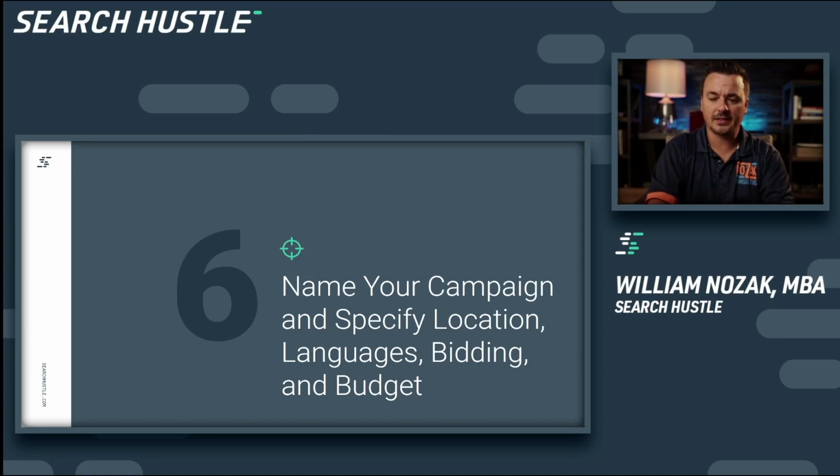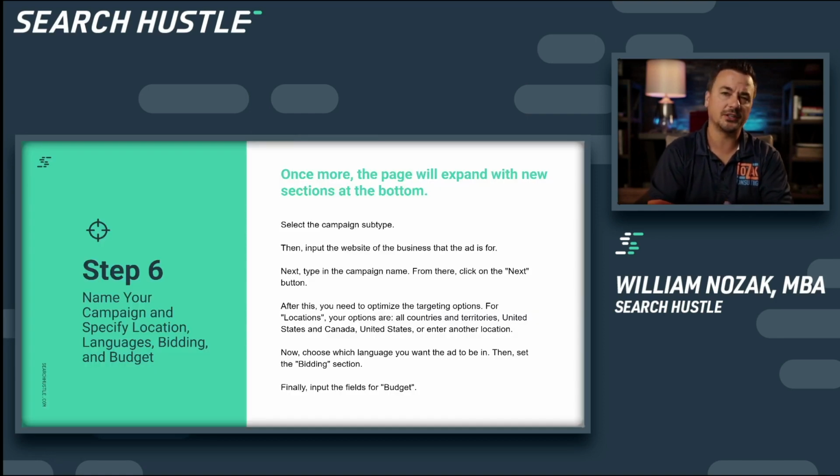Name your campaign and specify location, languages, bidding, and budget, depending upon maybe some google.com/trends information. You might know something about your personas. You might know cities or states that are really good pockets or buyers for your product or service. And you might start your campaigns there.